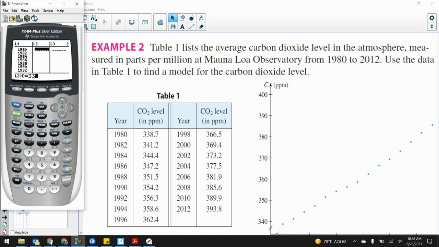And now we say, okay, 338.7, 344.4, 347.2, 351.5, 350, oops, shoot. Okay, 356.3, 358.6, 366.5, 377.5. Sorry, I'm talking to myself. 385.6, 389.9, 393.8.